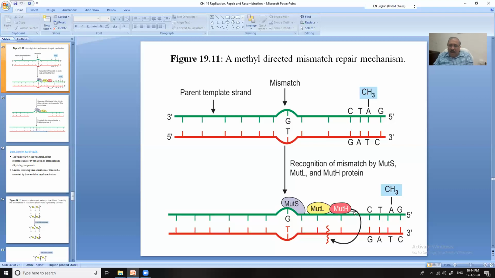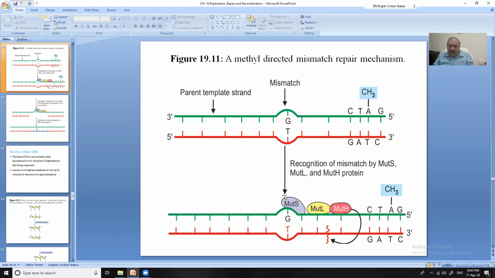MutS, MutL, and MutH work in a coordinating manner. What is their function? They are creating a nick here. How are these 3 proteins coming here? They are coming by the action of this methyl group. That's why I am calling it the methyl-directed mismatch repair mechanism.